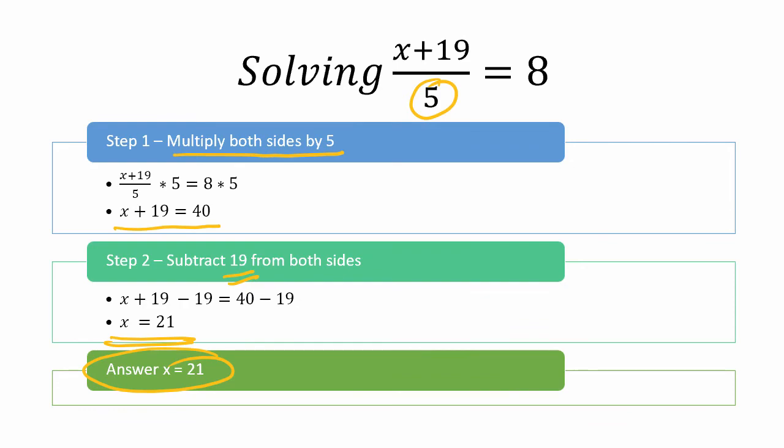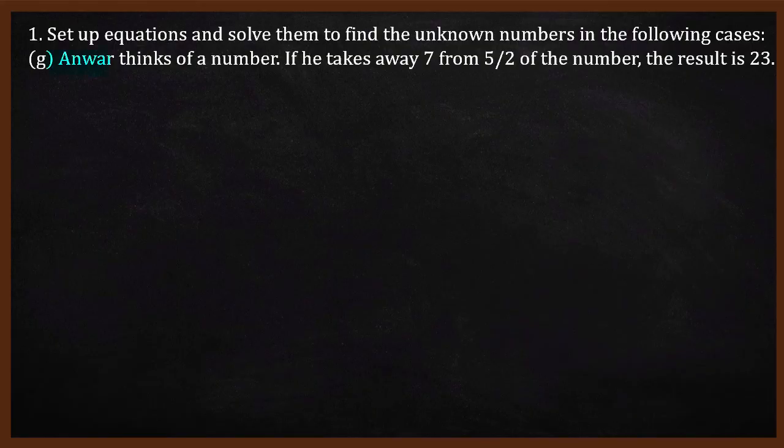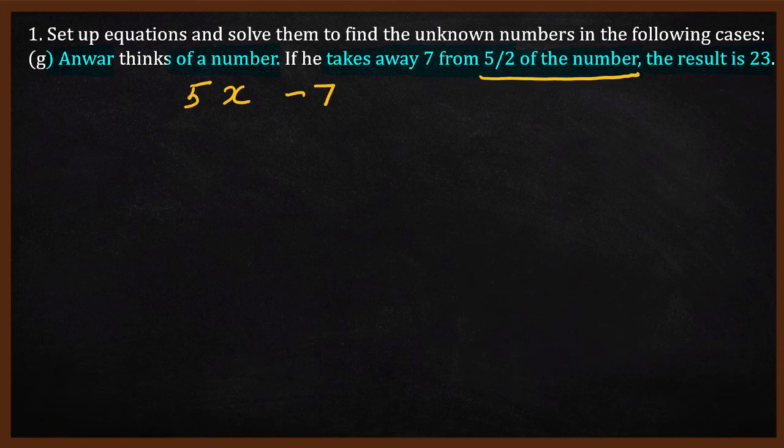Final question, 7. So here we have Mr. Anwar. He thinks of a number. He takes 7 from 5 by 2 of the number. This is interesting. The result is 23. All right. Let's look at what that is. So we have a number x and he takes away 7. So there's a minus 7 somewhere. From 5 by 2 of the number. So it is 5 by 2 of the number. So that is 5 by 2 x minus 7 equals, the result is 23.